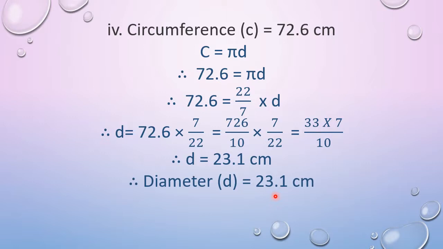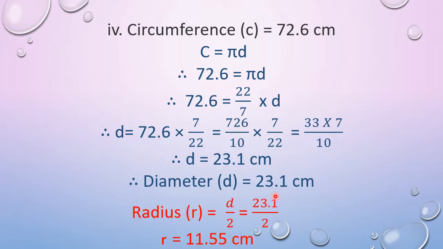From this diameter we can find out the radius. So radius is a half of diameter. So radius is equal to d by 2. So 23.1 upon 2. So radius is equal to 11.55 centimeter.